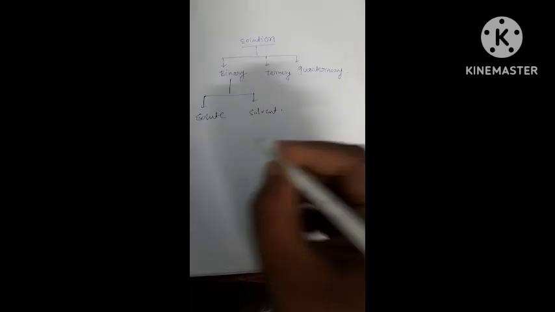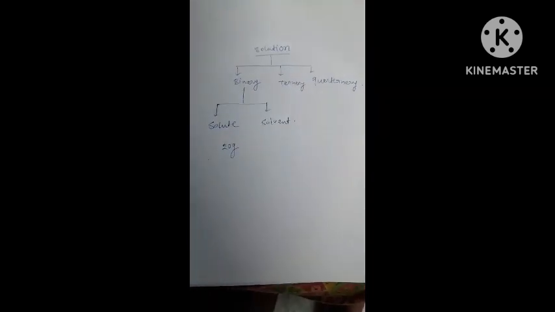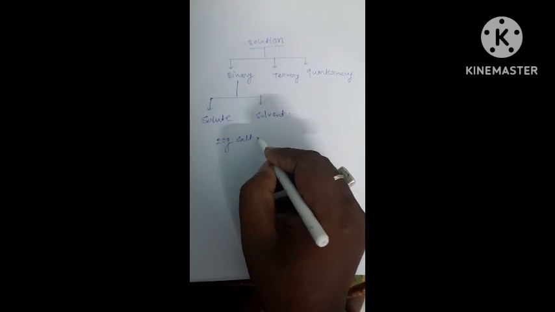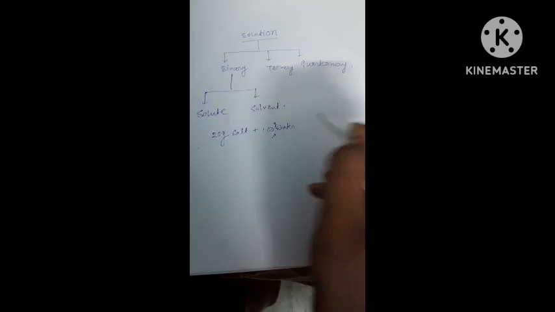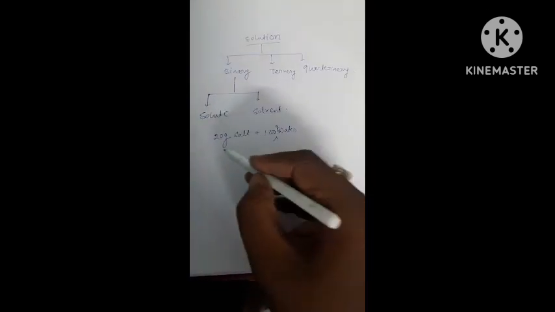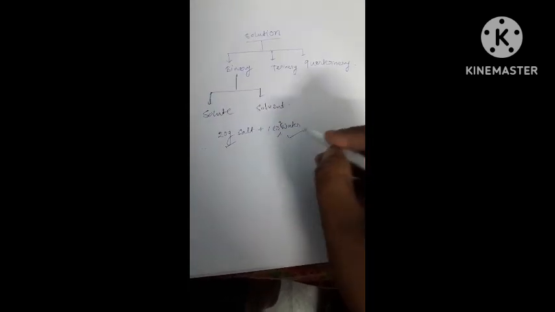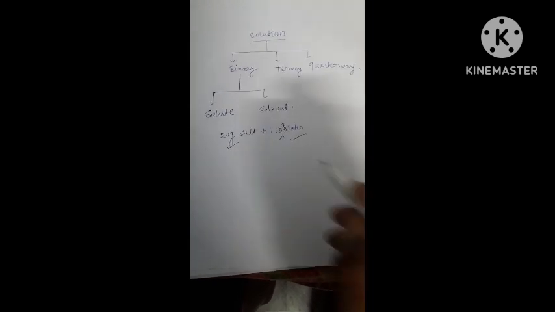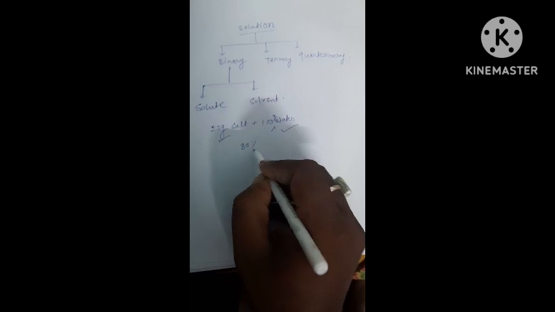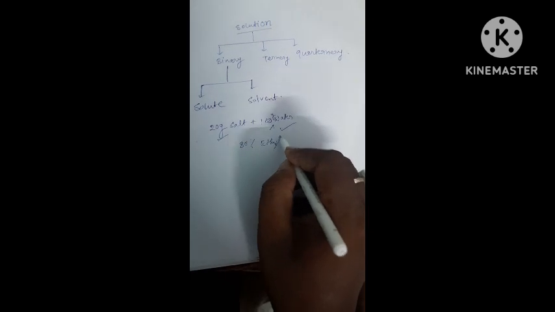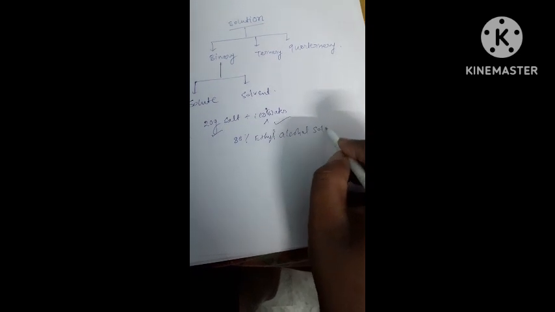solvent. Suppose if I considered a solution is prepared by dissolving 20 gram salt in 100 gram water. So in this solution 20 gram salt is the solute and 100 gram water is called solvent. Simultaneously, let me give another example. Suppose someone is saying that the 80% ethyl alcohol solution in water.